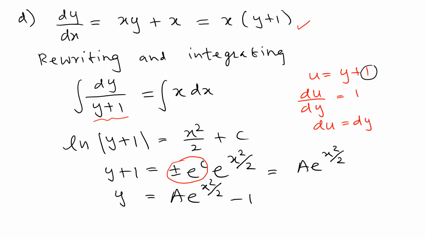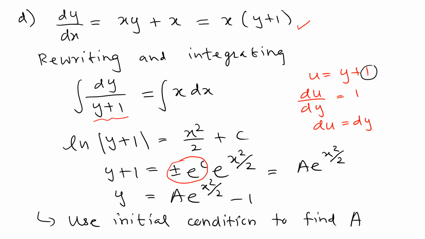If you have an initial condition, you use it right now to find A. Otherwise, we just leave this as a general solution, or family of curves. Okay, so let's look at the next one.